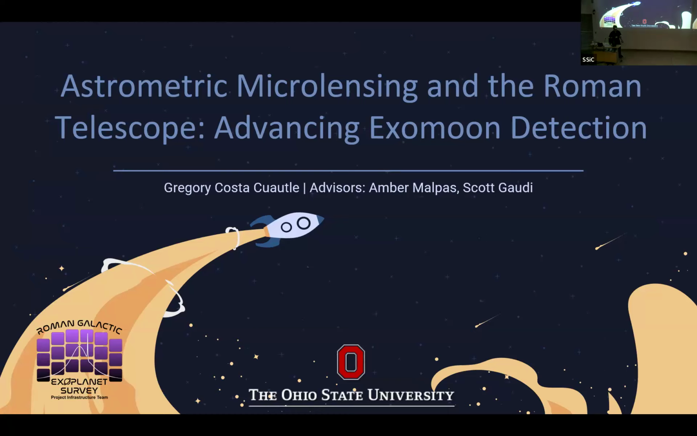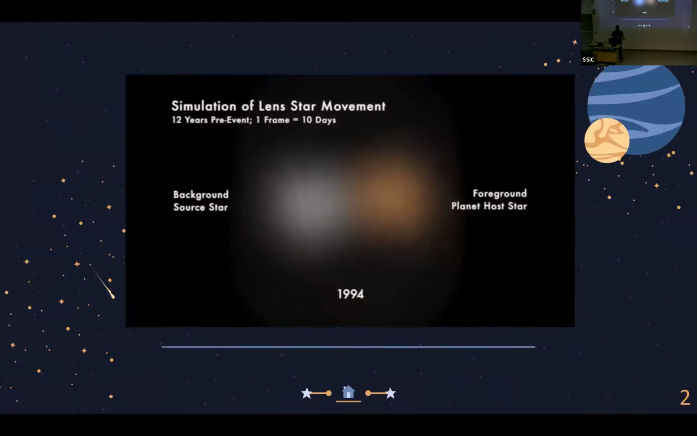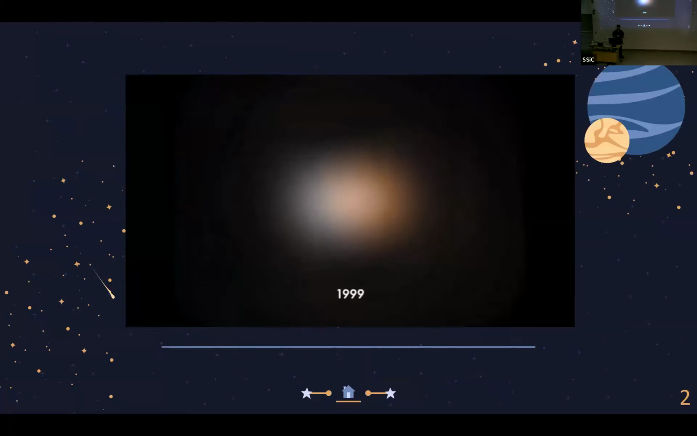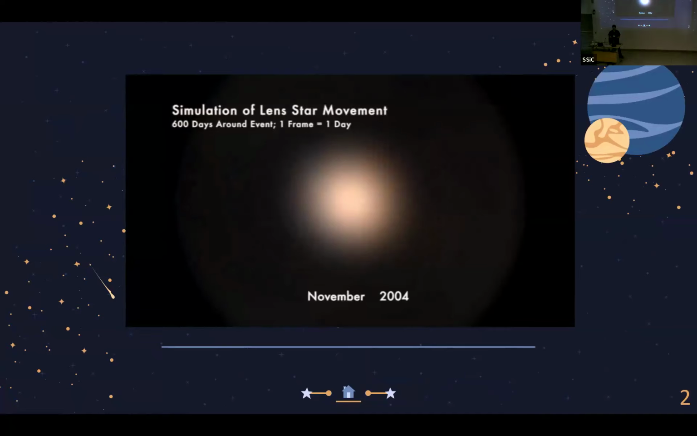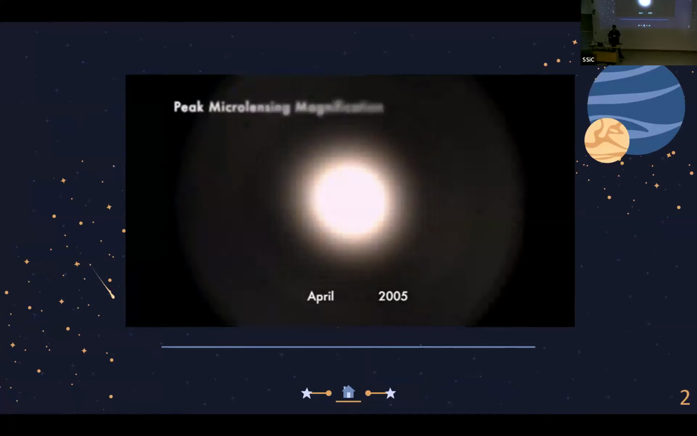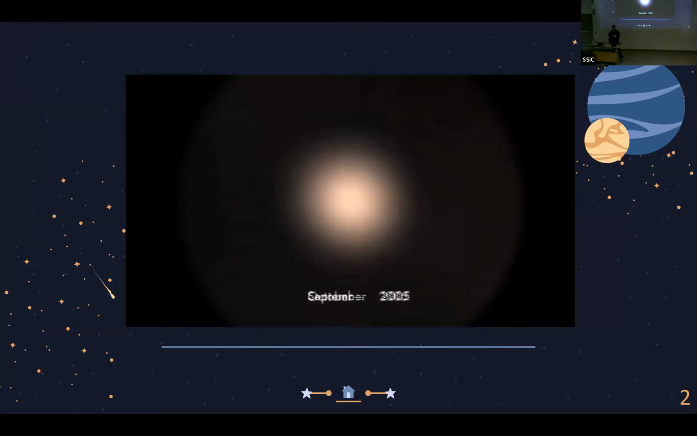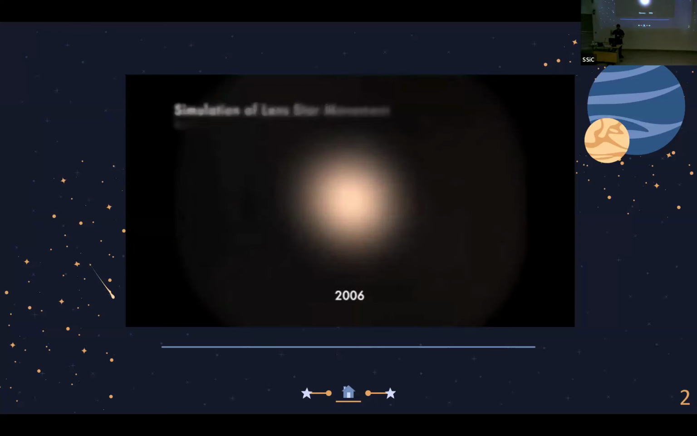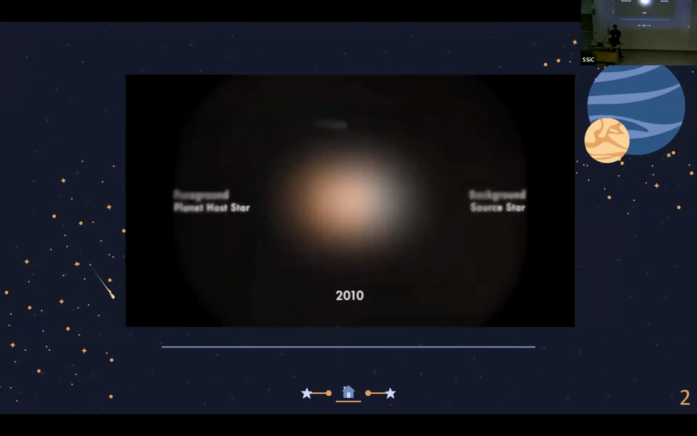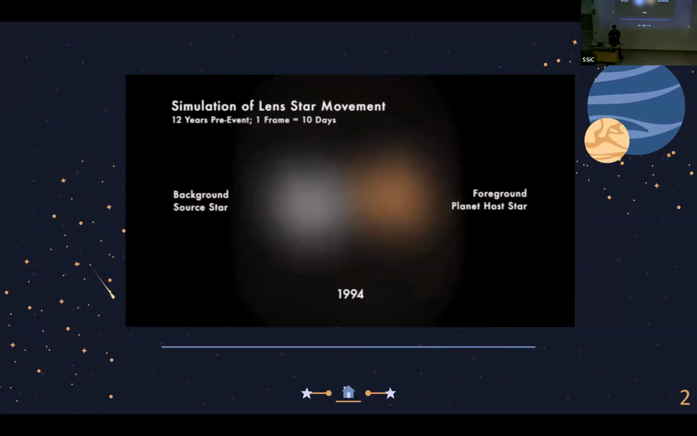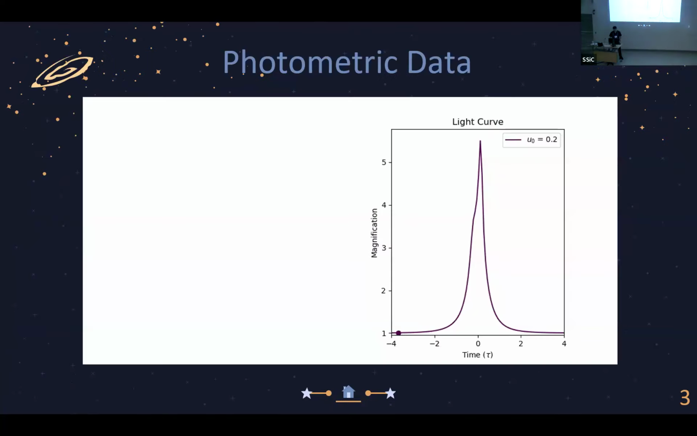Okay. I'm an undergrad at the Ohio State University, and I've been working with Amber Malpas and Scott Gowdy, bringing astrometric signals to microlensing. So I'd like to start with the basics. In a typical microlensing event, we observe how the light from a distant star temporarily becomes brighter as a foreground object passes in front of it. In an observation, it's basically just a pixel that becomes brighter. And from this brightness over time, we build a light curve.